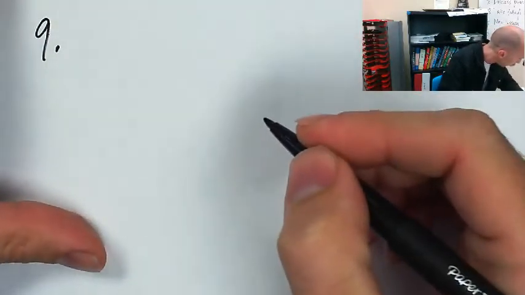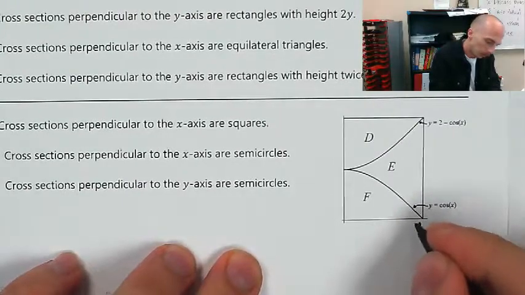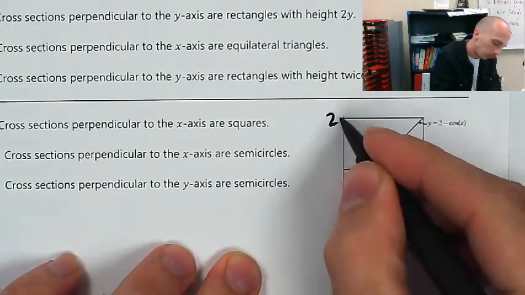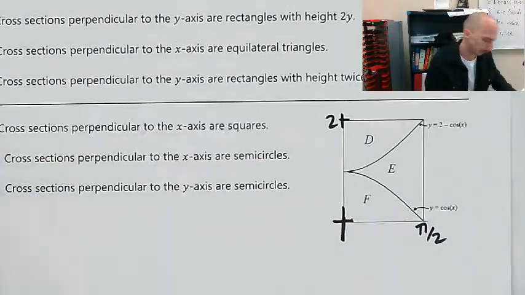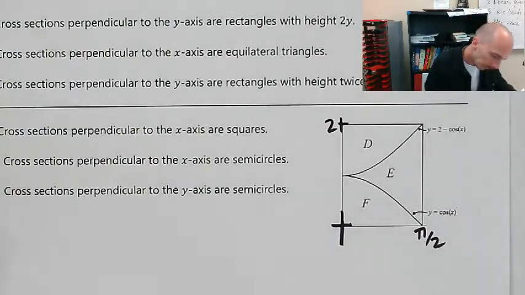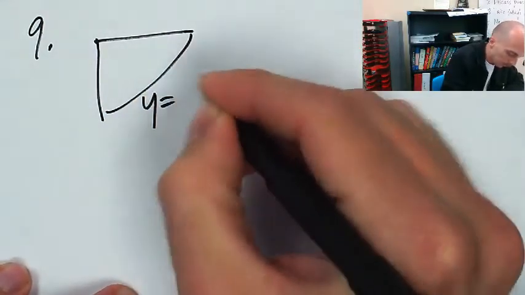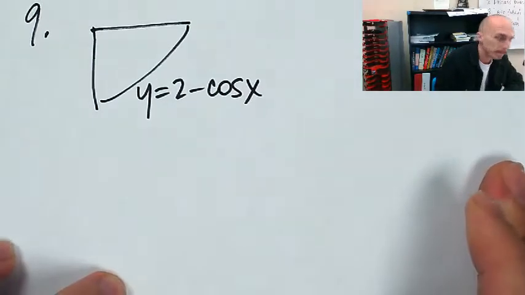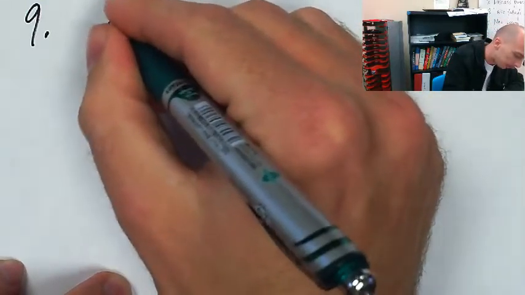Number 9, d is the base, cross sections. Okay, so I'll show you d, e, and f real quick. And this is x equals 0, this is x equals pi over 2, this is y equals 2, and y equals 0, that's the origin right there. That wasn't my best graph ever, but we're good. We said D is the base. And this is cross sections perpendicular to the x-axis are squares.